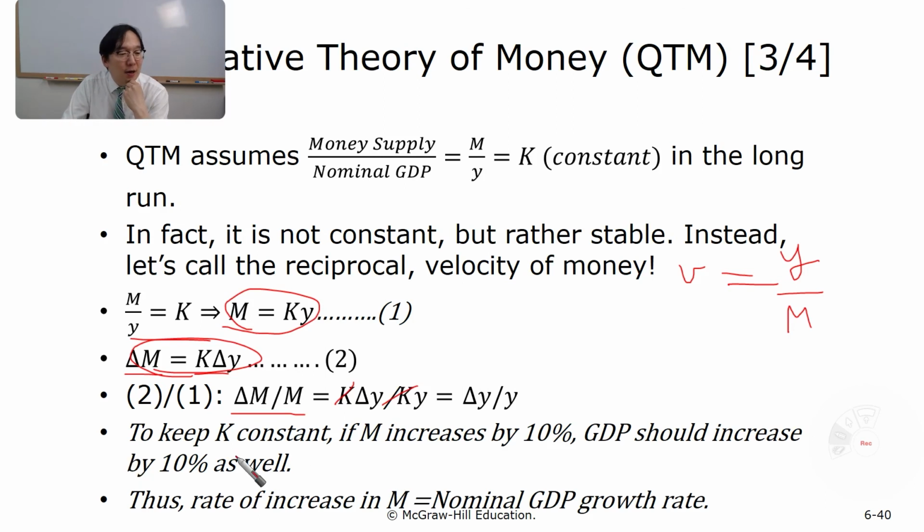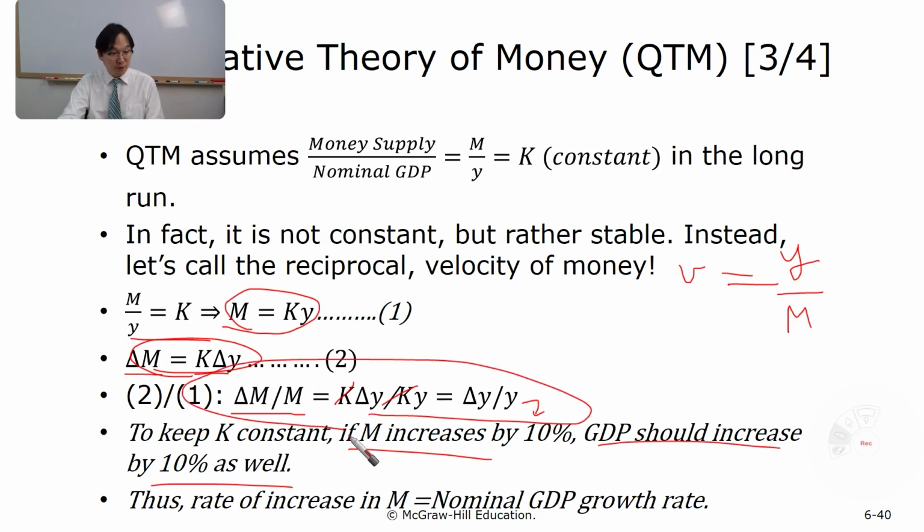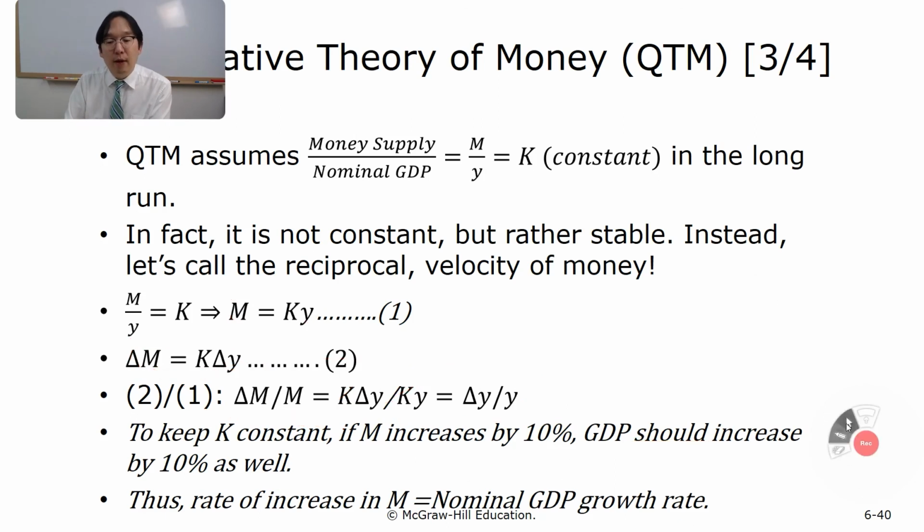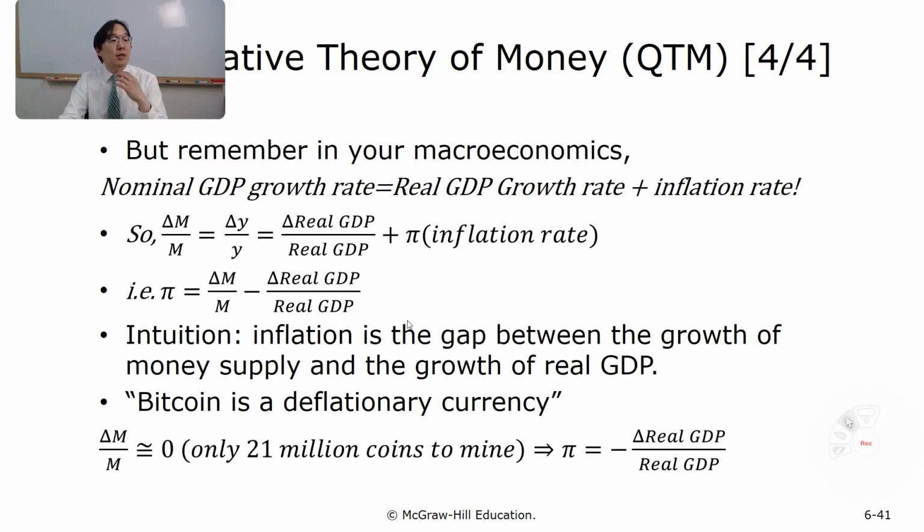To keep k constant, if M increases by 10%, the intuition is here, right? If money supply increases by 10%, GDP should increase by 10% as well. That's this intuition. And thus, the rate of increase in money supply should be equal to nominal GDP growth rate. That's what this equation tells us, right? Now, if we move down, remember in your macroeconomics, nominal GDP growth rate should be equal to real GDP growth rate plus inflation rate. That's where the Fisher comes in, right? Irving Fisher.